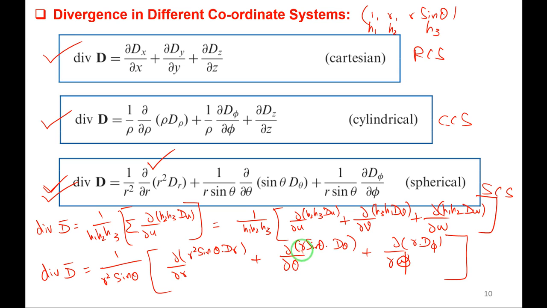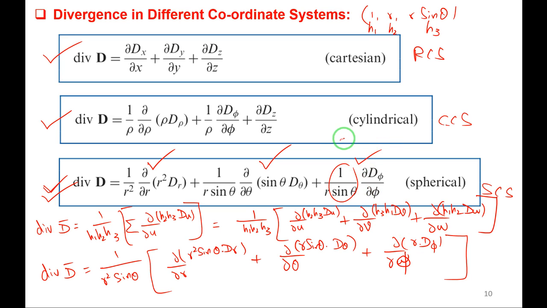With respect to theta, r is taken out, so r gets cancelled. I get 1 by r sine theta dou by dou theta of sine theta into d theta. Second term is over. Then coming to the third term, multiply this, so r can be taken out. Once again 1 by r sine theta will come here. Then next dou by dou phi of d phi.